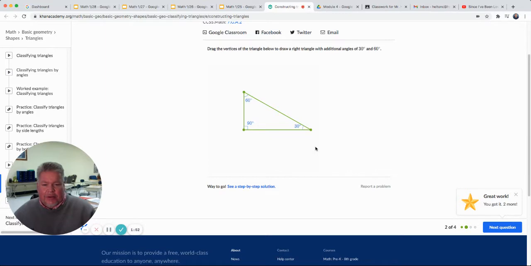Okay, so that's how you're going to do this one. You're just going to drag the corners. It may tell you to make a length of some sides. It may tell you to make a right triangle or an obtuse triangle. You just got to read the top and follow the directions, okay? All right, so that's one of the ways you're going to practice constructing triangles today. Let's go back to our lesson.